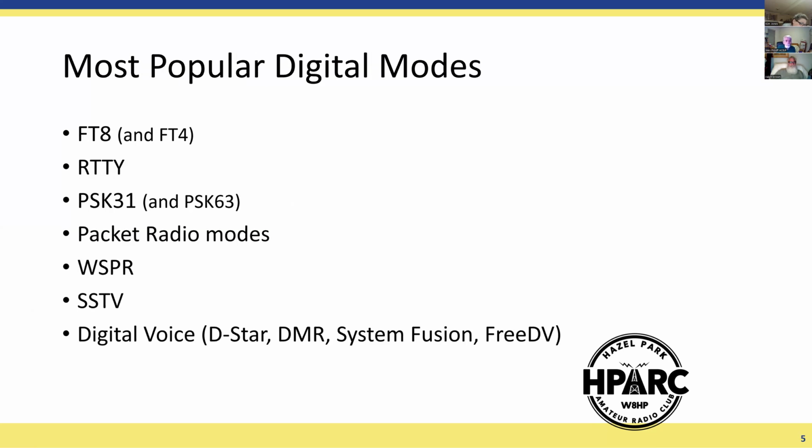Most popular digital modes: by far, the most popular digital mode is FT8, which is less than 10 years old. And there's one called FT4. These were very popular about 5 years ago at the bottom of the sunspot cycle when HF propagation was lousy, because they are weak signal modes and they will get through when other modes can't.